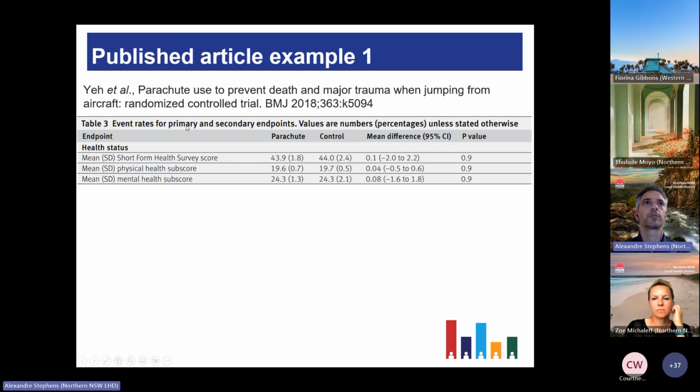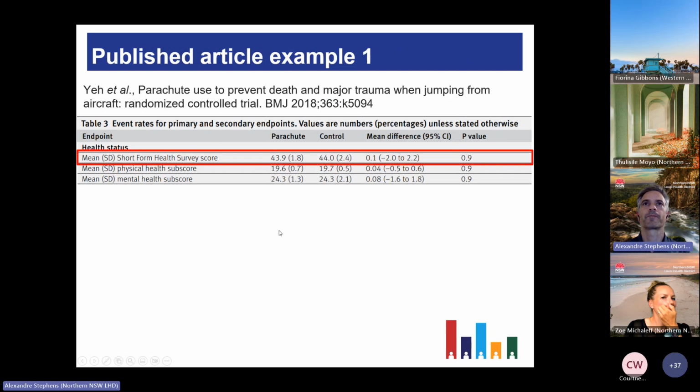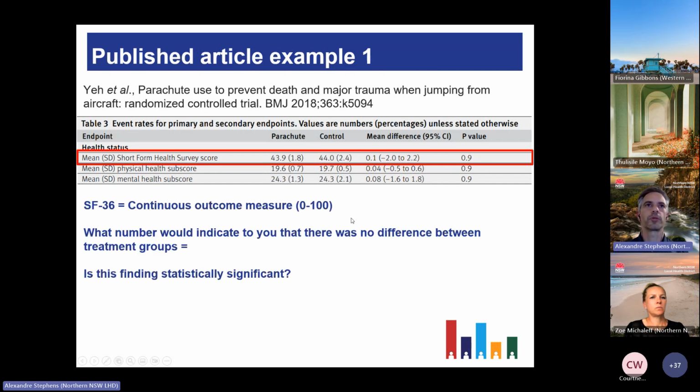quantitative outcome variables. This time we're going to go back to our trusty parachute article, Yeh et al. And we're going to have a look at one of the outcome measures they used, which was the short form health survey score. Now in the results, they presented the mean of the short form health survey for the parachute group, the control group. You can see it's 43.9 in the parachute group, 44 in the control group. So it's very similar. The difference, you guys can manually calculate it, but it's 0.1. And they've also calculated the confidence interval of the estimated difference ranging from -2 to 2.2.